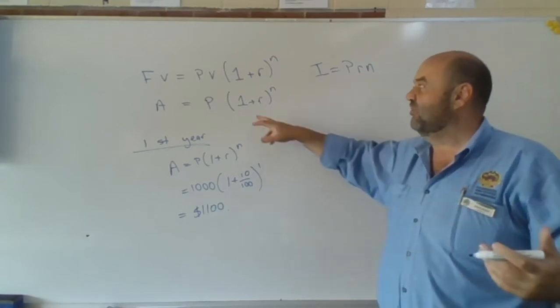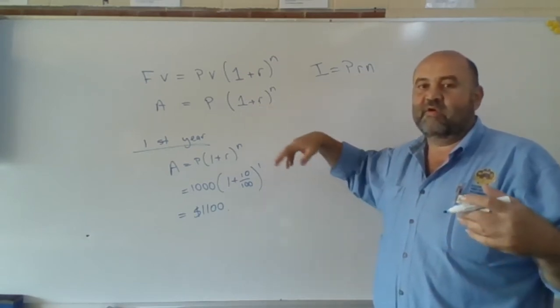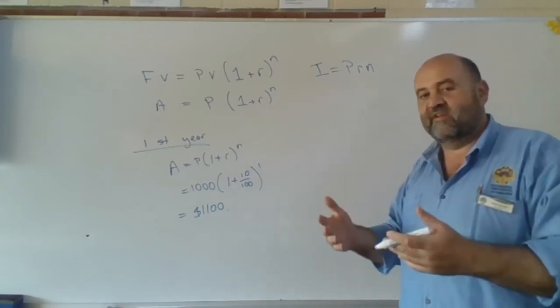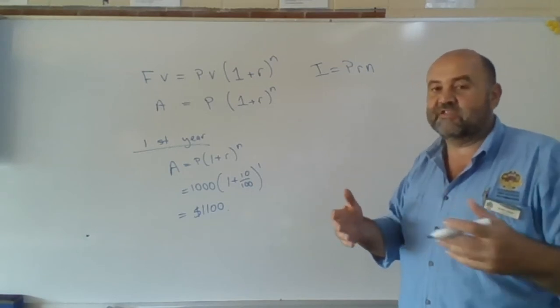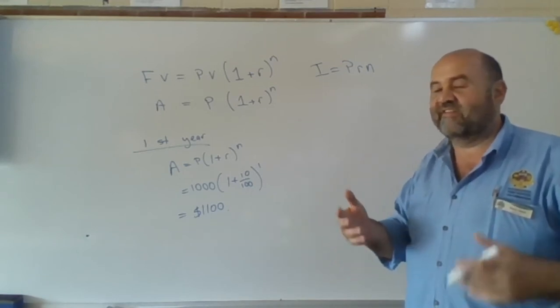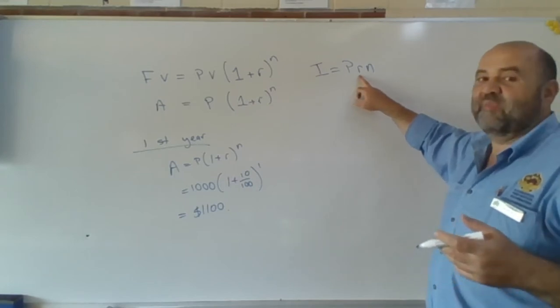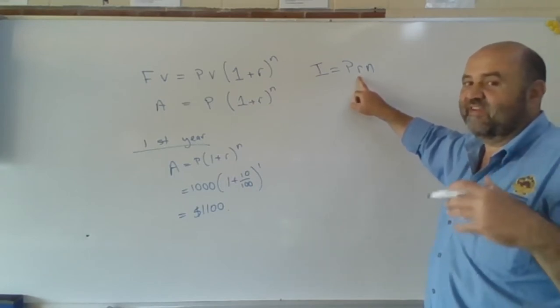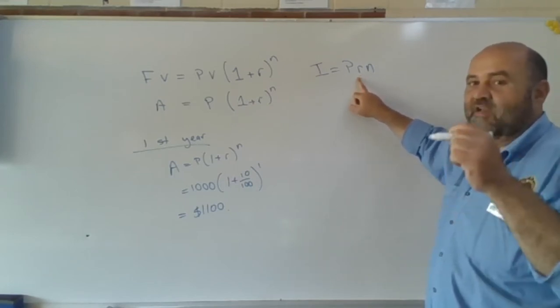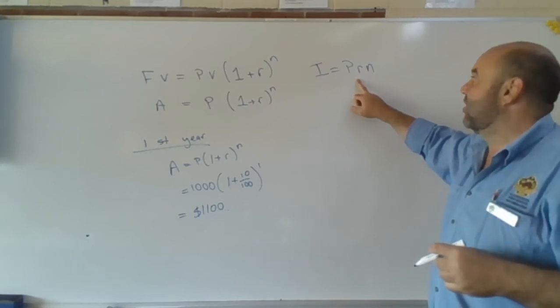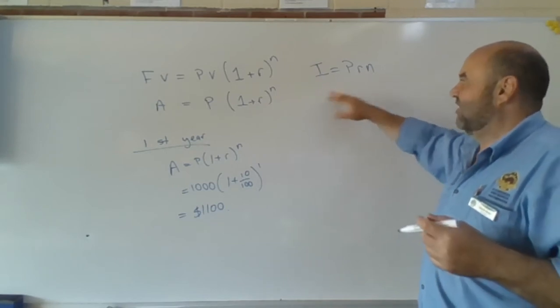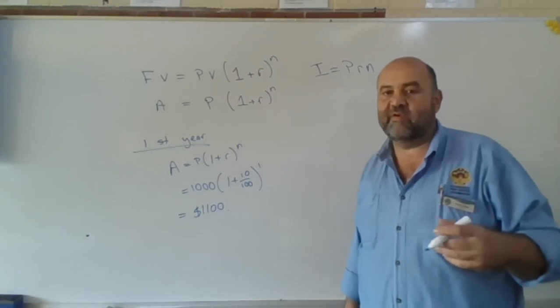R follows the same rules as it does over here. So it's got to be a decimal or a fraction. Sorry, it can't be a percentage. So if they say the interest is 10%, you've got to write that as a fraction or a decimal. You don't put 10 in there. You put 10 over 100 or 0.1. And N is the same deal. It's the number of periods that we're in there for.